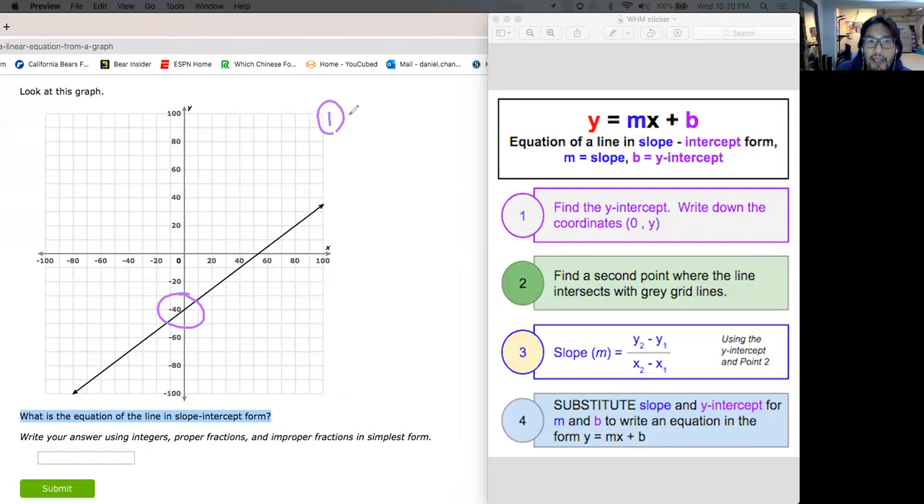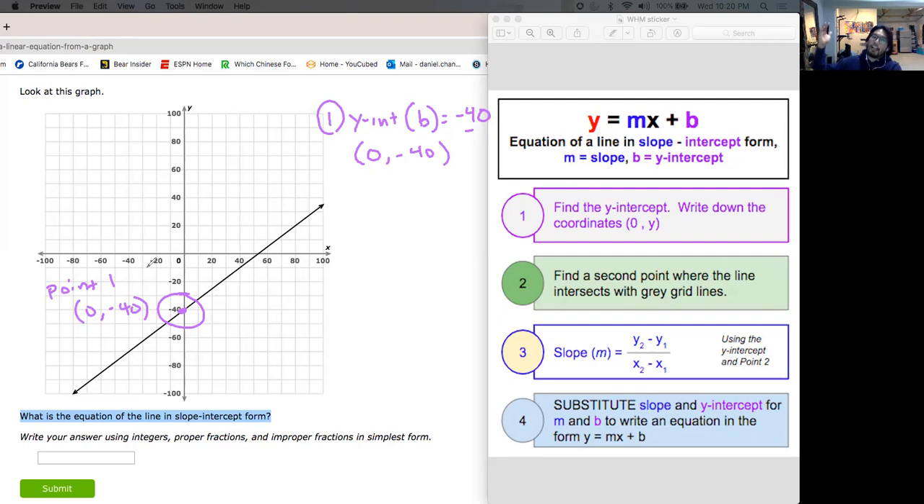So, the y-intercept, or little b, is equal to negative 40. Okay? And the coordinate there is (0, negative 40). So the y-intercept is negative 40, but I'm going to write this out as a coordinate so I can use it for the slope. So here we go, (0, negative 40). That is going to be my point 1.